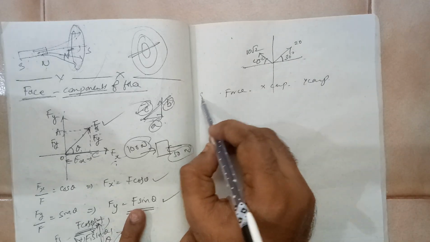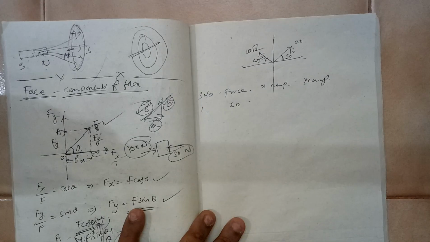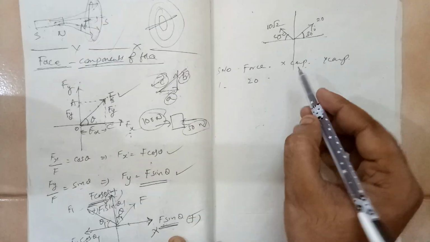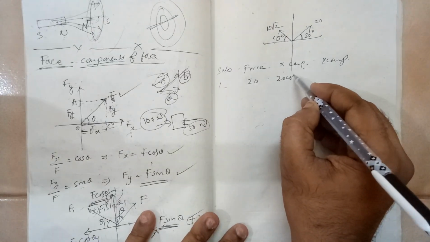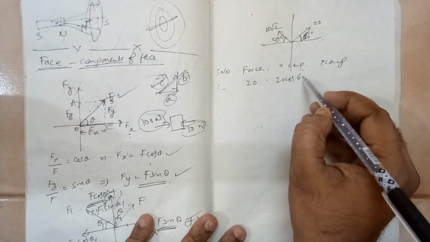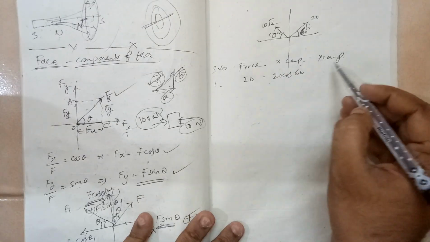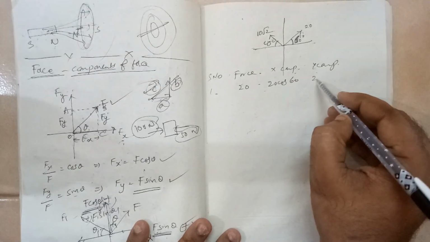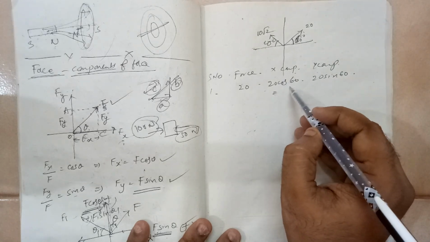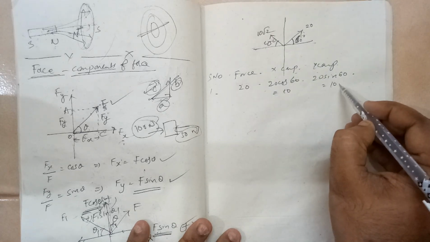Let us say serial number 1 you put. The force is 20. So what is the x component? Based on this formula, it will be 20 cos 60, let us say this angle is 60. Is it plus or minus? It is plus. What is the y component? It is 20 sin 60. 20 cos 60 is half, so this becomes 10, and sin 60 is √3 by 2, so this becomes 10√3.